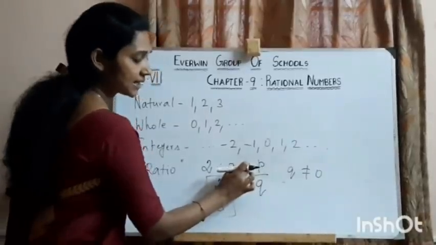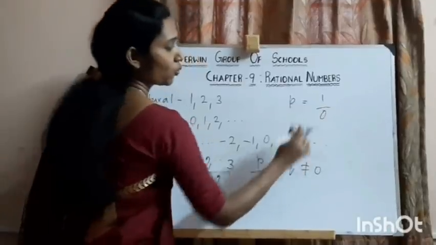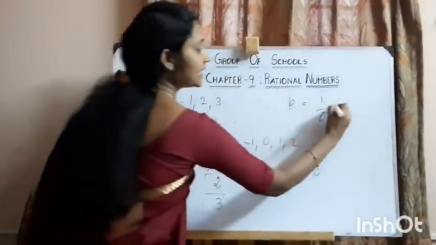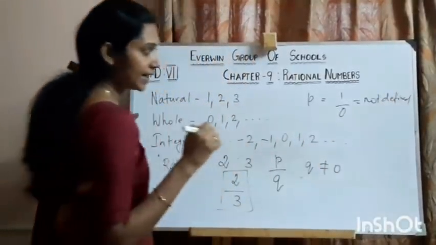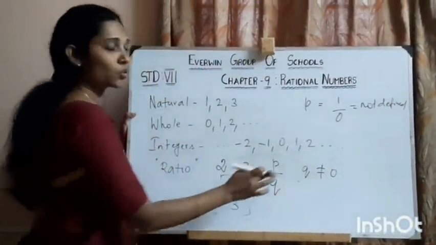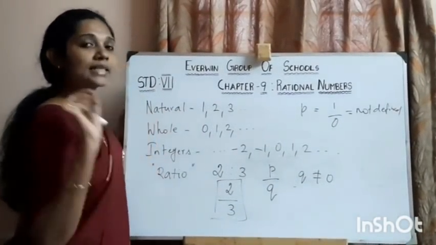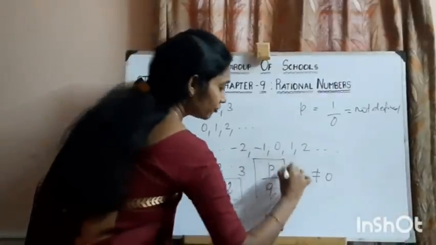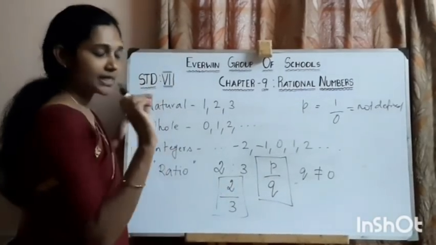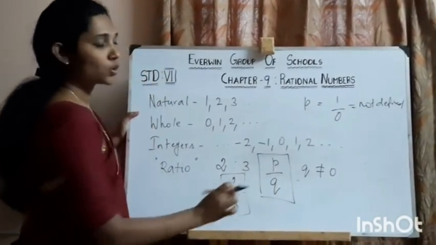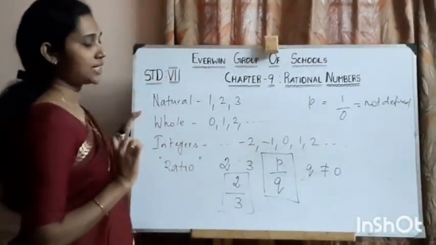If any number, consider P is equal to 1 and Q is equal to 0. 1 divided by 0 is undefined. This is not defined. So you should keep in mind that this denominator Q is not equal to 0. So I'll repeat, any number that can be written in the form of P by Q, where P and Q are integers and the denominator Q is not equal to 0, that number is called a rational number.